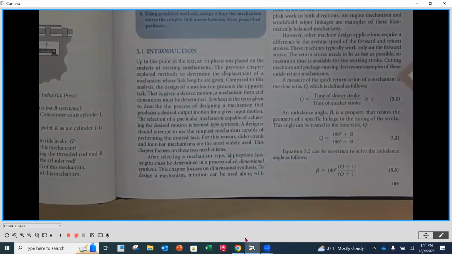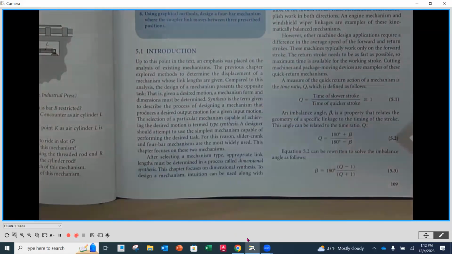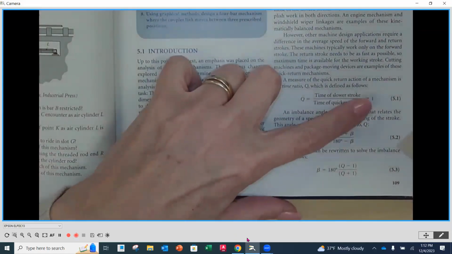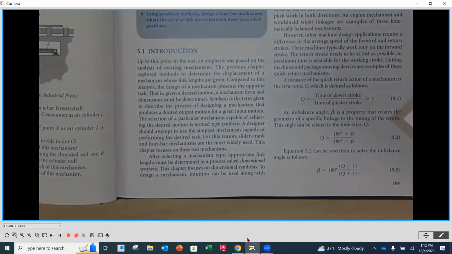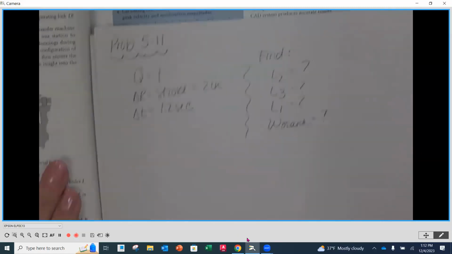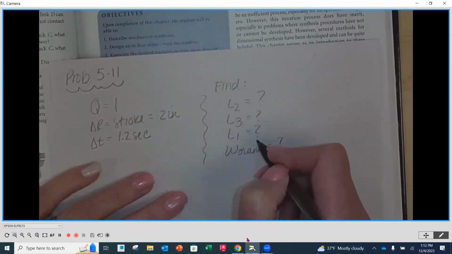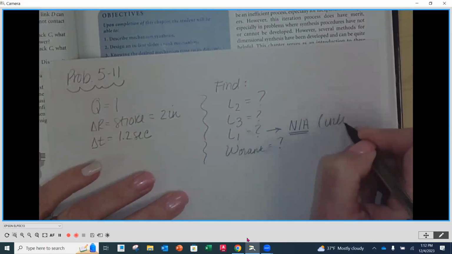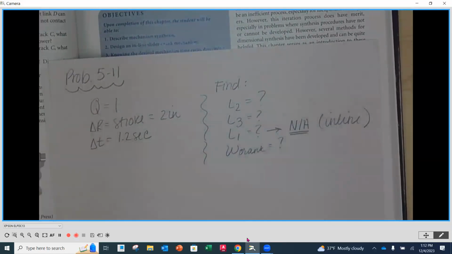It's probably an inline slider crank, but why are you assuming that, Mitchell? You're going two steps ahead. Before you determine that, what is this telling us about these two? Yes, the return stroke is the same as the outward stroke. It has to be. If I'm going to get a result of 1, that's what it has to be. And then, Mitchell, this means that it's an inline application. So our L1 is non-applicable. It's not going to be offset because this is going to be inline.